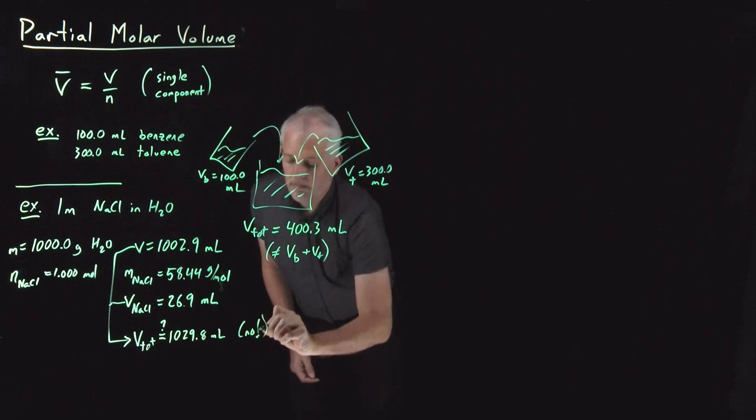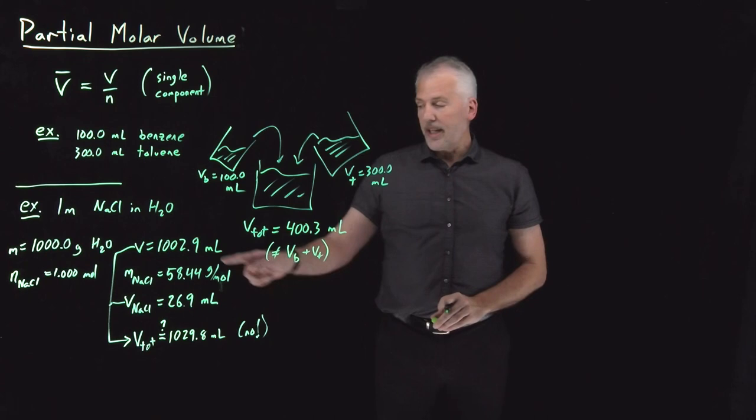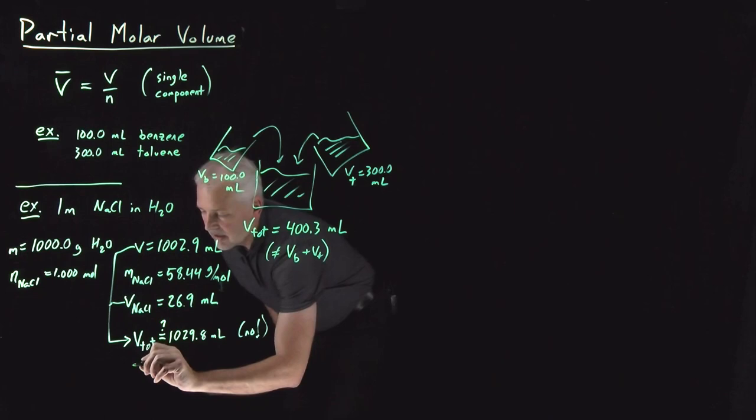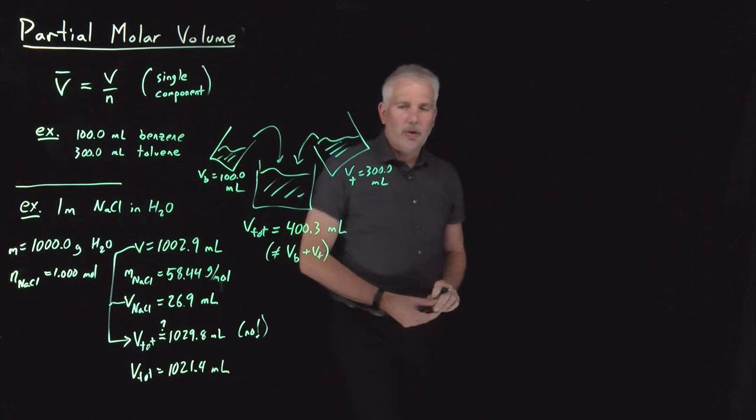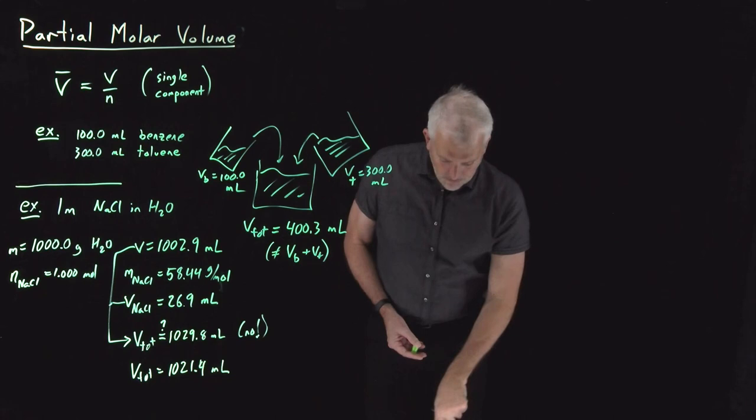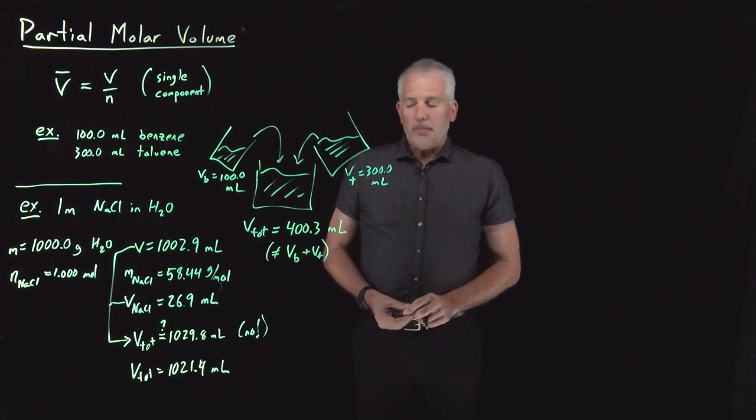And that's not what happens. The total solution volume is not 1,029.8. I can't just add the two volumes to get the total volume. If I actually mix those two things together and measure the volume, it turns out the volume I get is considerably lower. 1,021.4 milliliters is the volume of that solution. So the total solution is less than I'd predict just by adding the two component volumes together.